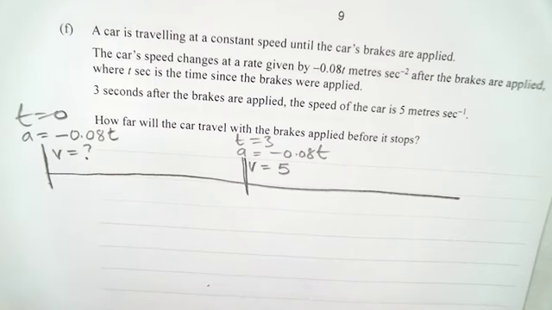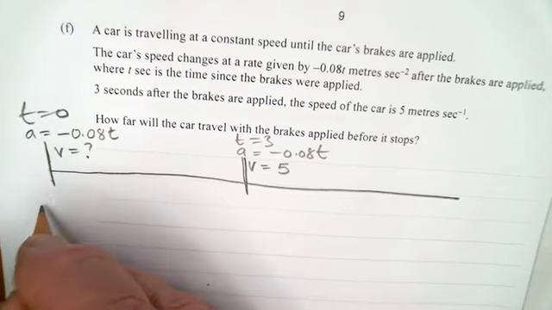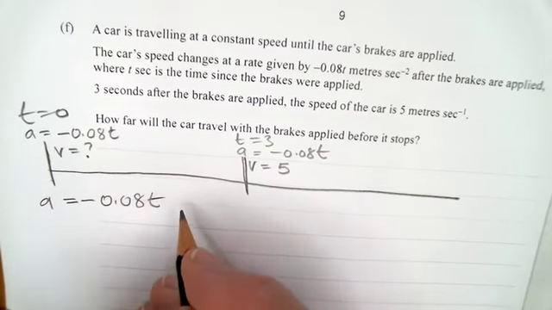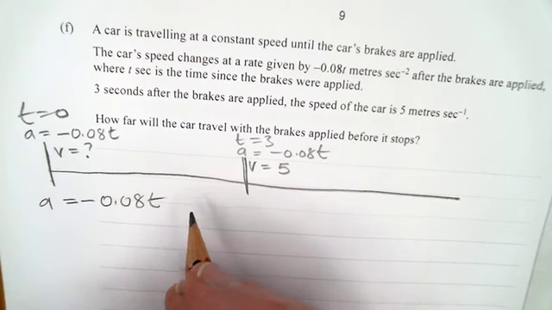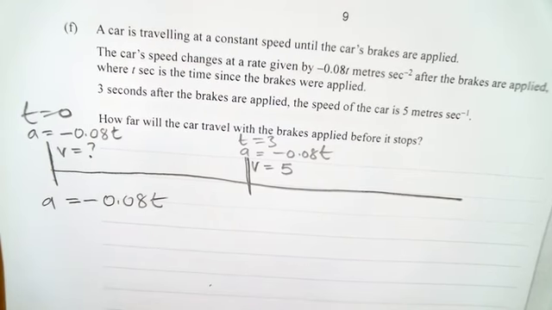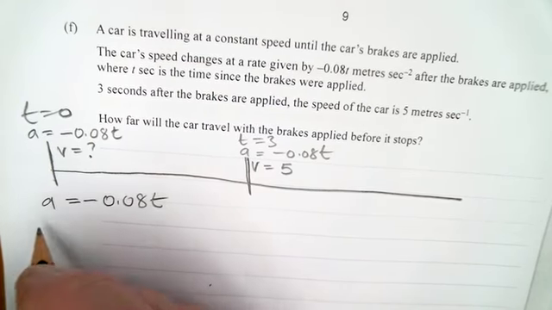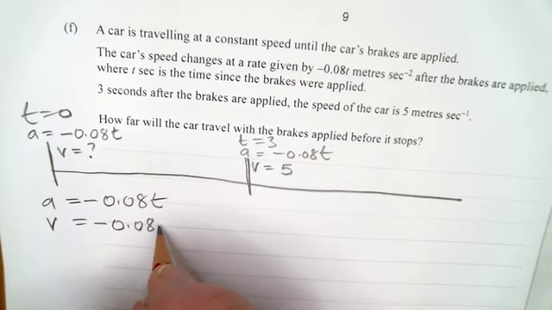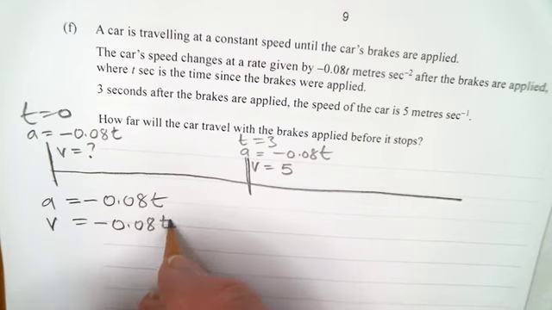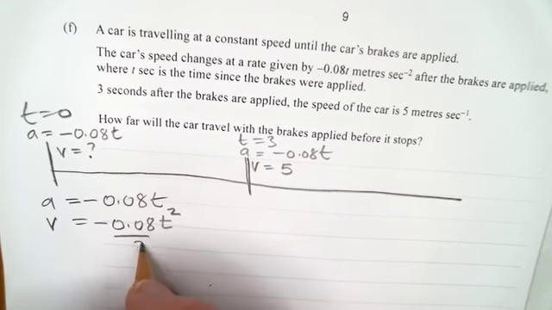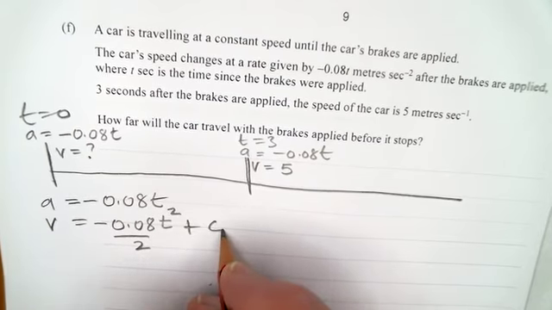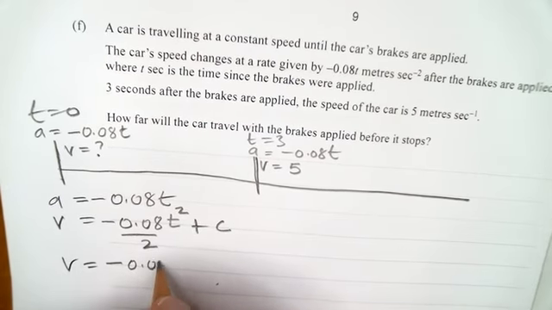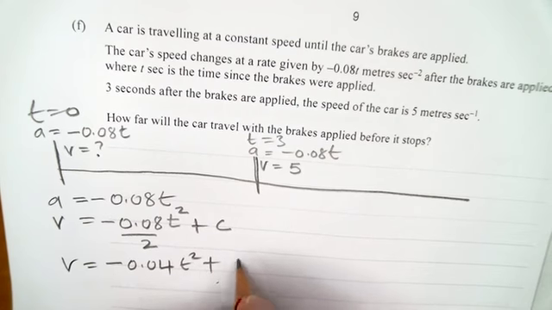So let's write down what we know. We've got an equation for acceleration. Acceleration is equal to negative 0.08t. We've got one for velocity, I suppose. Velocity is equal to negative 0.08, and this is going to be anti-differentiation, so it's going to be t squared on 2 plus c. So we'll tidy that up. V is equal to negative 0.04t squared plus c.